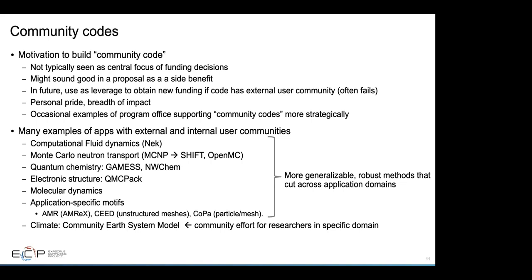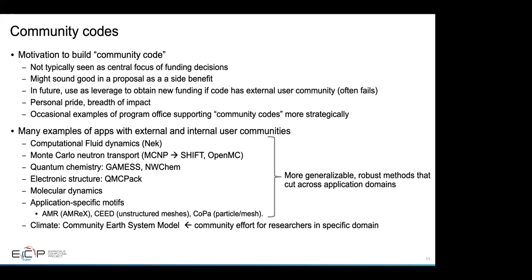People also have a lot of personal pride in having others use what they develop. So they're willing to do a lot of work on nights and weekends, and things that aren't explicitly funded, to a point of what's reasonable, to have the benefit of other people's code, which could be making the code better itself, understanding limitations and things it can do, as well as demonstrating its impact. And there are occasional examples of program offices supporting community codes more strategically.